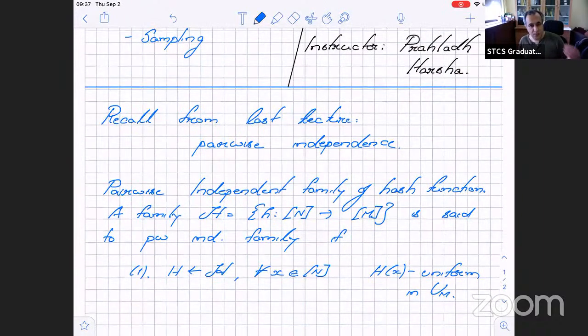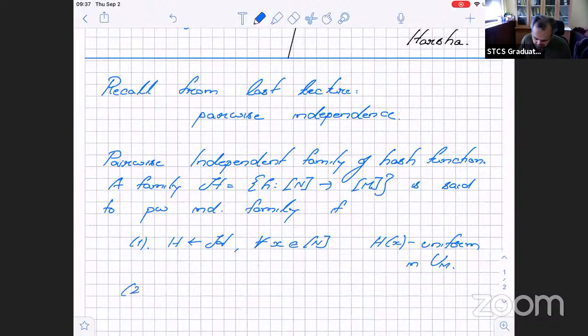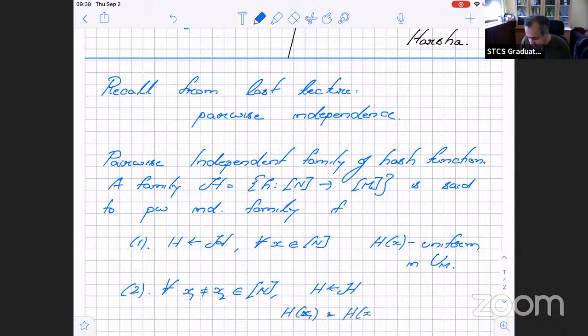For any x in the domain, if you pick a random function in the class, the image of that function on this fixed point is a uniform element in 1 to n. That's the first property we want. The second property we want is for every pair of distinct elements in the domain, if you pick an h from this, h of x1 and h of x2 should be independent.